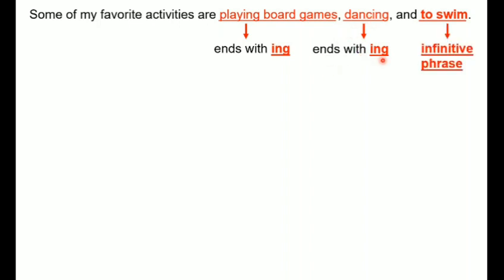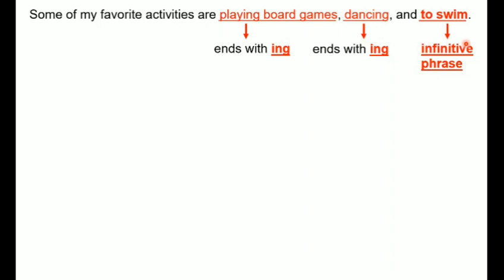Another example. Some of my favorite activities are playing board games, dancing, and to swim. Now, our first element here is playing board games. Second element is dancing. Third element is to swim. So we have three elements in a series. Now, the first element here ends with -ing. The second element ends also with -ing, but the third element is an infinitive phrase. This is called an infinitive phrase because it begins with the preposition to followed with a verb, to swim.